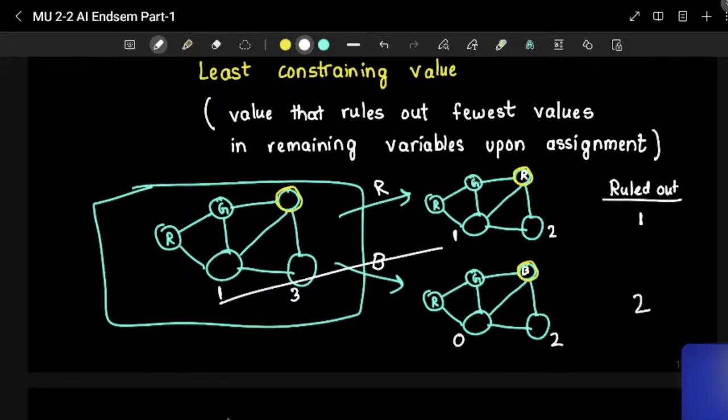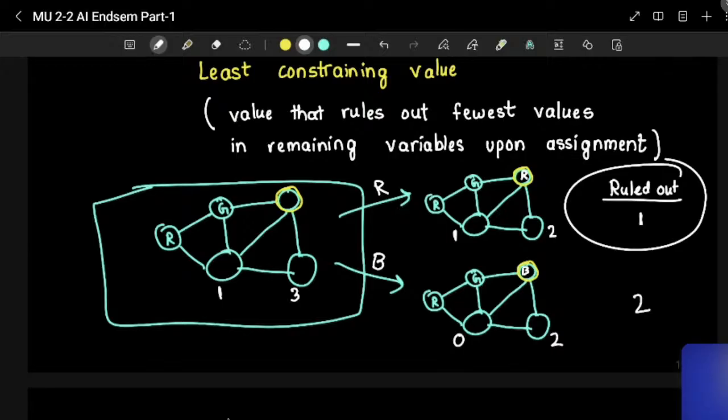1 is 1, that is fine. 3 is 2. 3 became 2. It means I ruled out 1 value. 1 is 0. I ruled out 1 value. 3 became 2. I ruled out 1 more value. So 2 values I ruled out. So which is the assignment that has the fewest number of ruling outs? It is this one. You ruled out only 1 value.